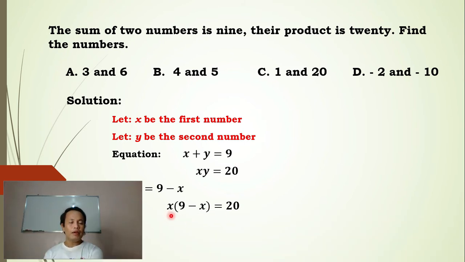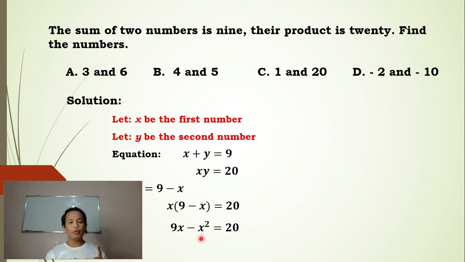Now we distribute x to the terms inside the parentheses. We will simplify. So 9 times x is 9x. Then x times negative x is negative x squared. Then we copy equals 20. Since the resulting equation is a quadratic equation, what we need to do is to equate this equation to 0. So what we need to do with 20 is we need to subtract 20 at this right side of the equation so that this will be equated to 0.